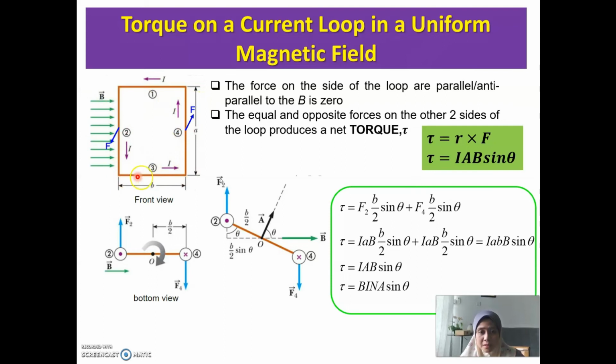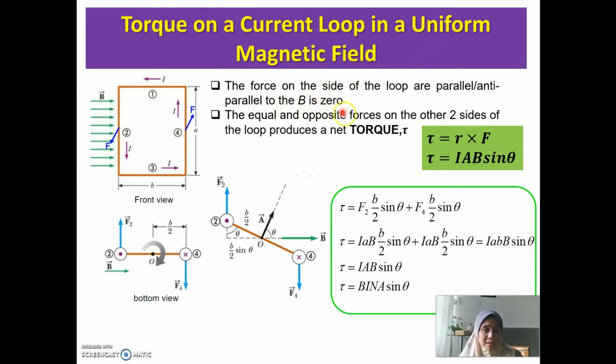Okay, yang panjang ni dekat 1 dengan 3 ni panjang dia B. Yang 2 dengan 4 loop ni panjang dia adalah A. Kita buat simbol A. So akan ada 4 force. F1, F2, F3, F4. Tapi F1 dengan F3 adalah 0. Sebab dia kata the force on the side of the loop are parallel or anti-parallel to the B. The force is 0. Sebab apa?